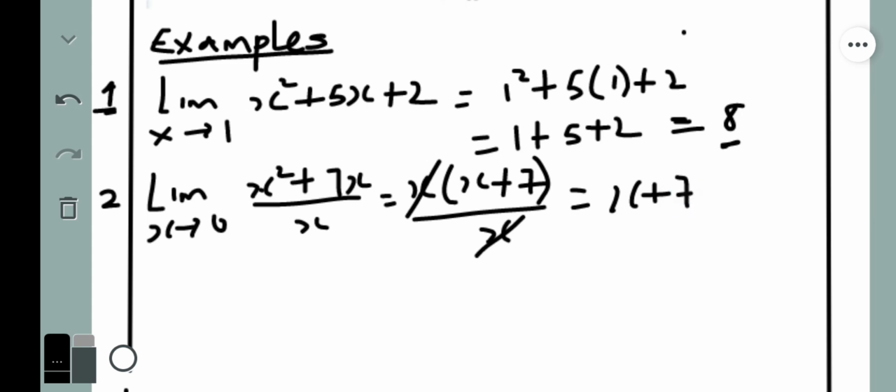Since we have x plus 7 left, from this point, what do we do? We can now put in our limit as x tends to 0. So as x tends to 0, we replace x with 0, and then what do we have? 0 plus 7, and 0 plus 7 is 7. Do you get me right? All right. Example 3.